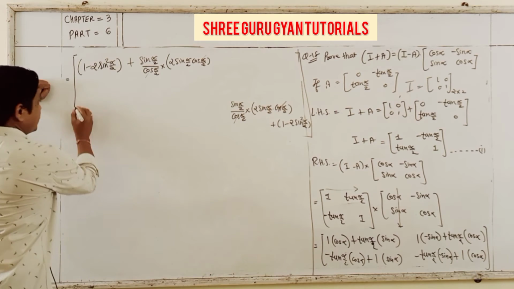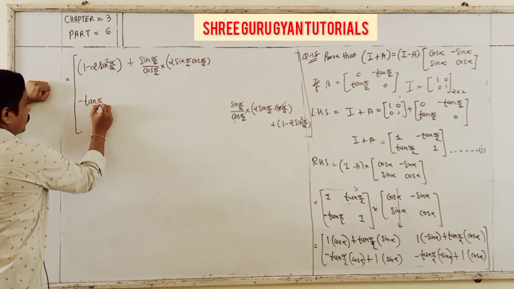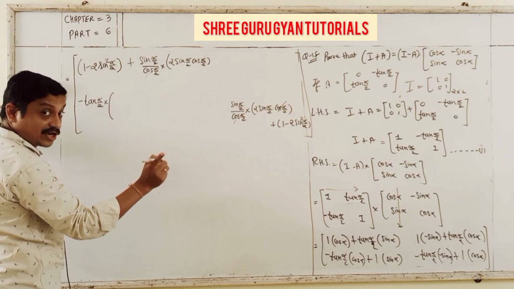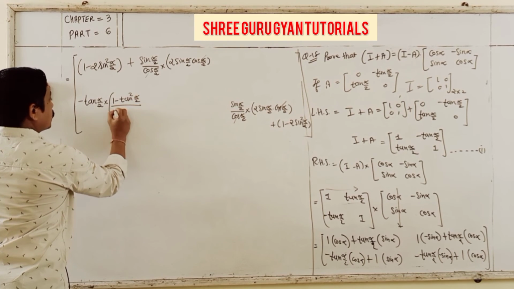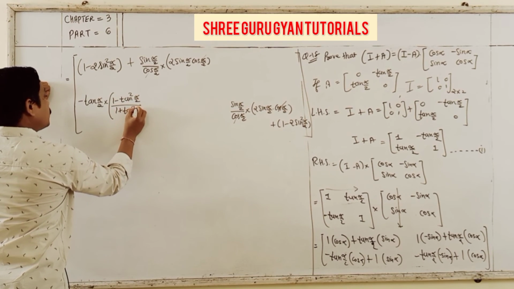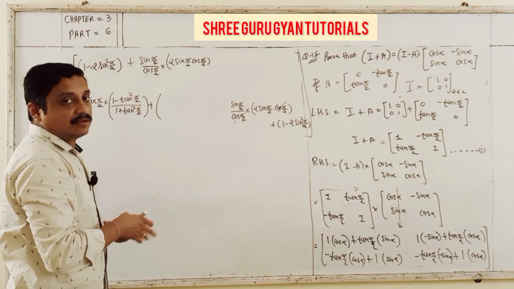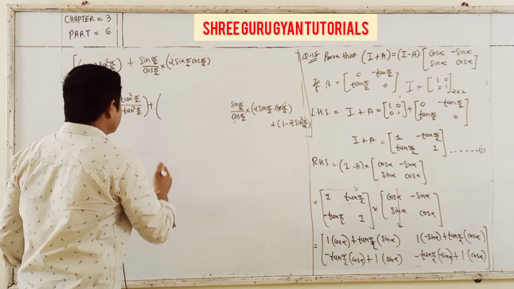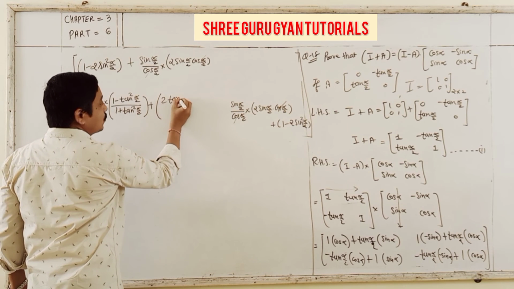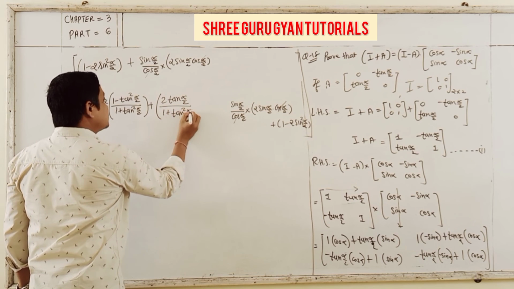Minus tan alpha by 2, same. Cos we write down in terms of tan: 1 minus tan square alpha by 2 over 1 plus tan square alpha by 2. And plus sin alpha also we will show in terms of tan. Yes, then they are simple. So 2 tan alpha by 2 upon 1 plus tan square alpha by 2.